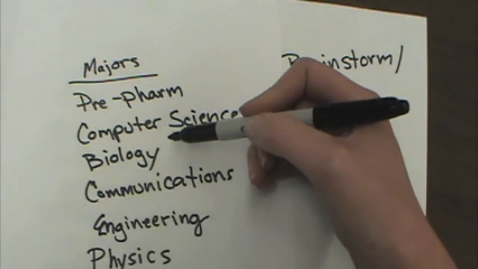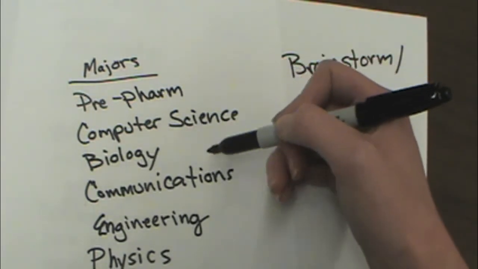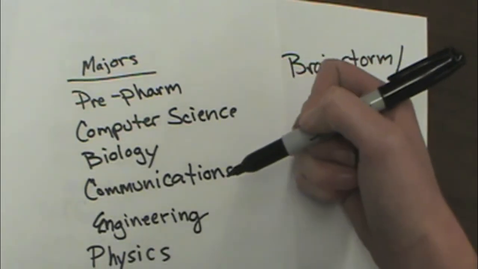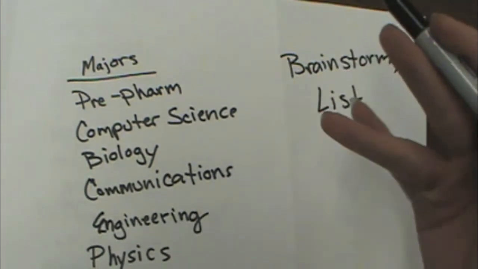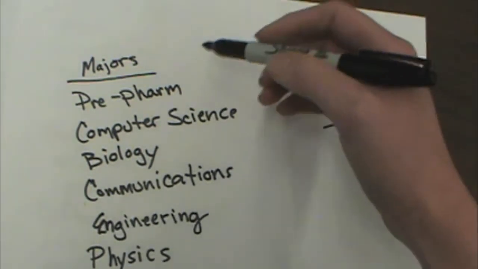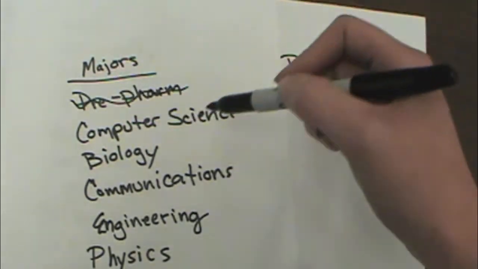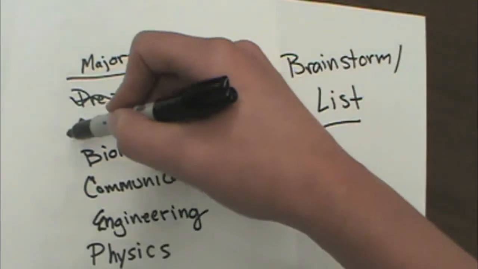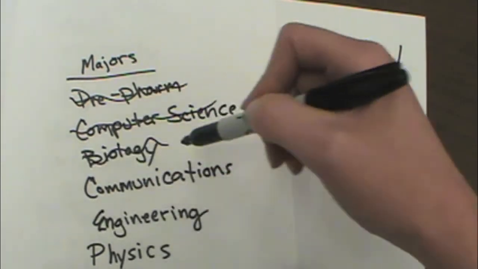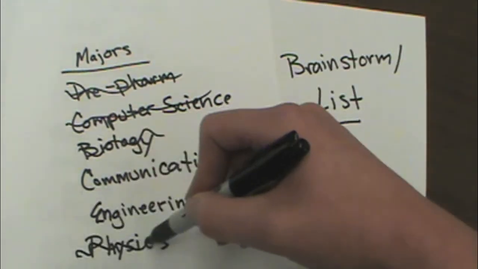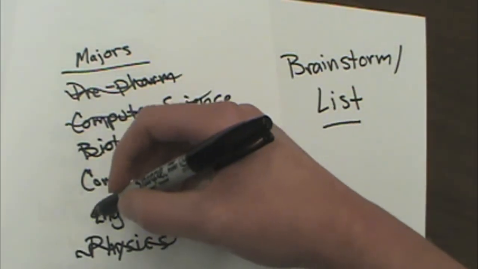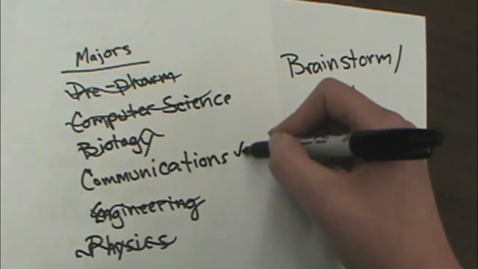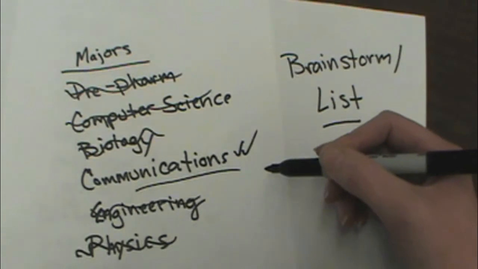Now what I can do is go through and say, okay, which one of these fits my topic, which one of these fits my purpose for writing, and which one can I write the best paragraph or best essay. So I might say, pre-pharmacy, I'm not too hip on, computer science, biology, physics, nope. I know a lot of engineering students, but hey, communications, I can write about that.